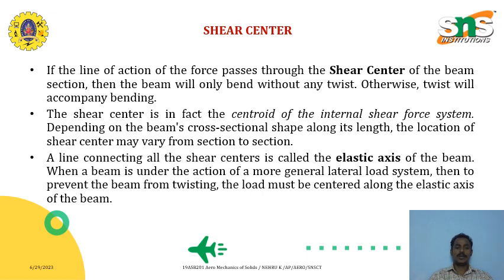And a line connecting all the shear centers is called the elastic axis. Every cross section is different, and each section will have a different shear center. If you join all the shear center locations, you will get an elastic axis. So this line connecting all the shear centers is called the elastic axis of this particular beam. When a beam is under the action of a more general lateral load system, then to prevent the beam from twisting, the load must be concentrated or centered along the elastic axis of the beam.